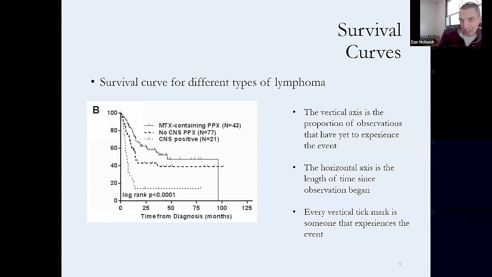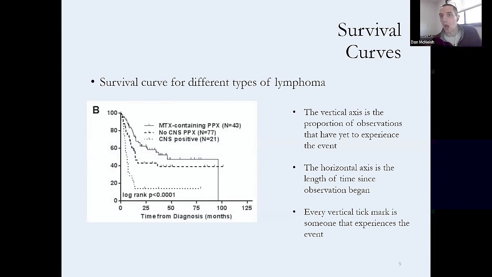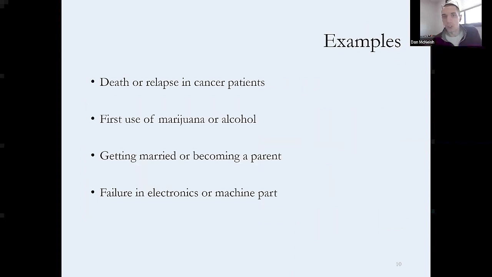And then as time goes forward, more and more people start to experience the event. And so these plots start to staircase down a little bit. More people start to experience things, and so fewer and fewer people survive, so to speak, in the analysis. And so research examples of this have death or relapse in cancer patients.